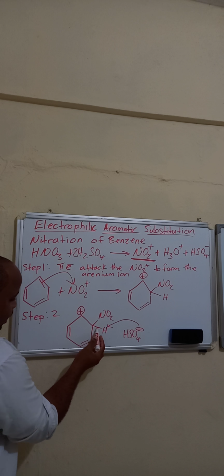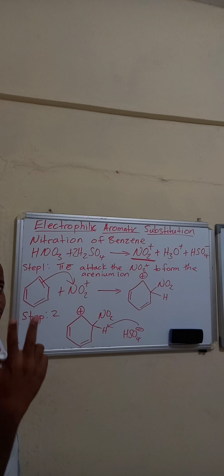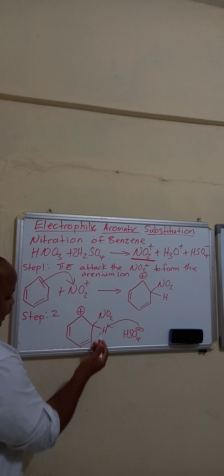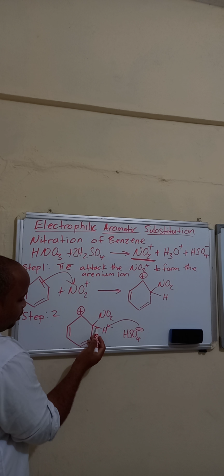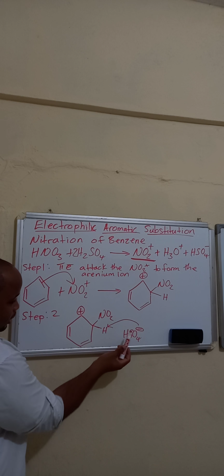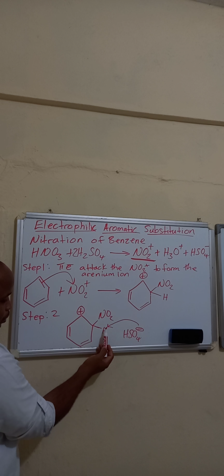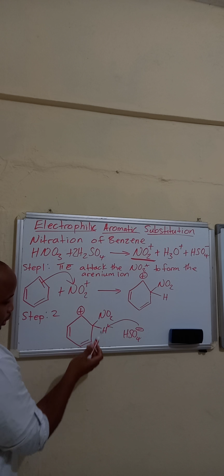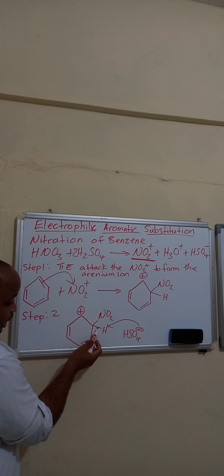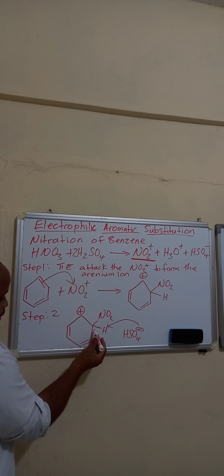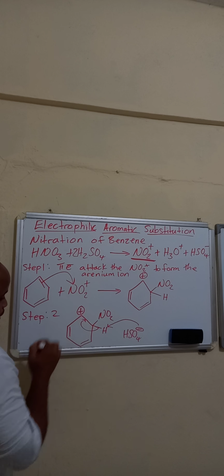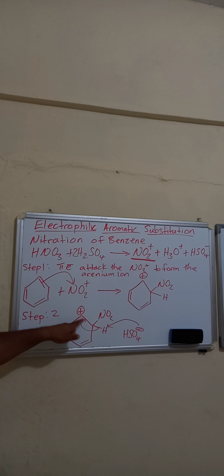And so the 2 electrons, remember every bond has 2 electrons. This bond is not being broken homolytically because 2 electrons were donated to this hydrogen atom. So it means that hydrogen is not taking any of the electrons. So the 2 electrons in this bond are used to restore the double bond in the benzene ring.